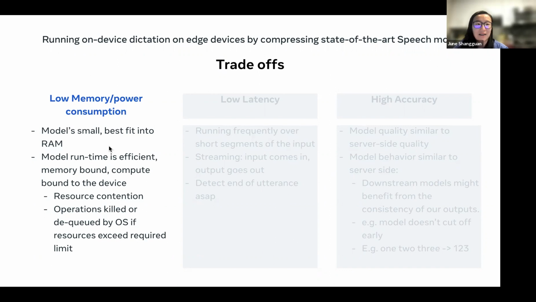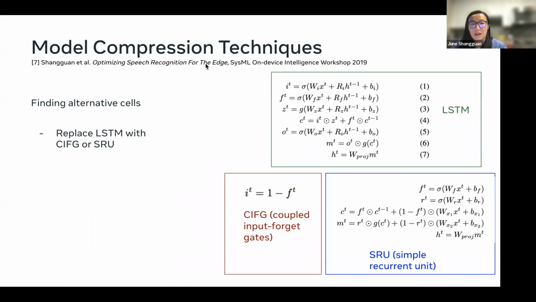Cool. Let's go to the next section on low memory and low power consumption models. We mainly achieve this through model compression, and this is also work done by me and my coworkers for HML. The first technique that we use to compress the model and make it much more friendly to run on hardware is to swap the cells, like the LSTM cells.